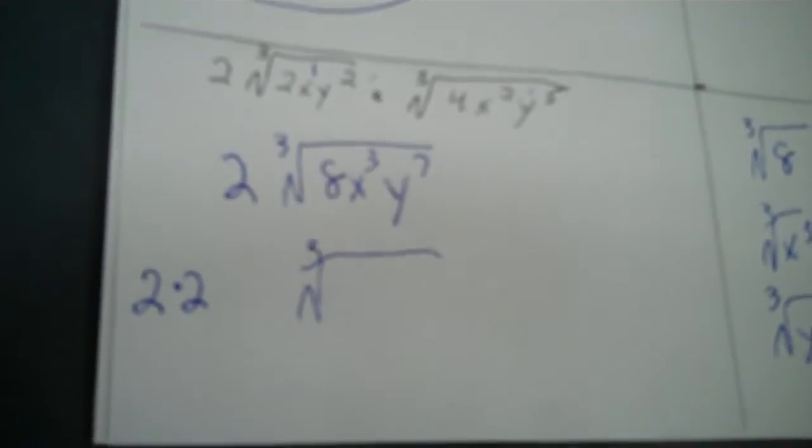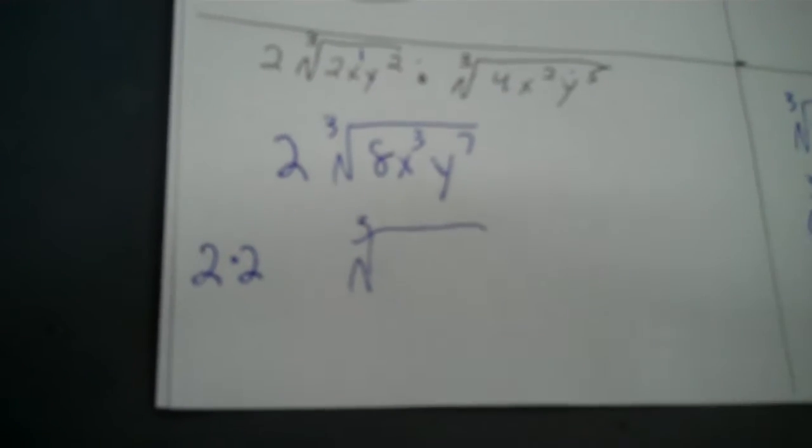All right, so I've got the cubed root of 8, the cubed root of x to the 3rd, and the cubed root of y to the 7th. Okay, the cubed root of 8. That's here, so it's 2. I put 2, and that goes outside, okay? So I won't have a big number inside.